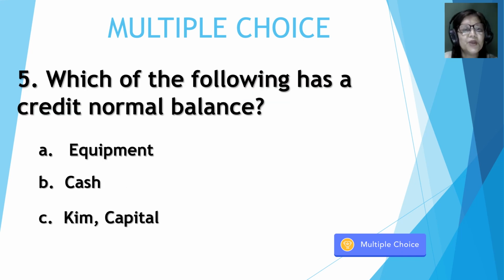Number 5. Which of the following has a credit normal balance? A. Equipment. B. Cash. C. Kim Capital. If your answer is letter C, that is correct. Therefore, equipment and cash have a debit normal balance. Okay. Who got 5? Okay, very good. How about 4? Okay, that's nice. Okay, congratulations.